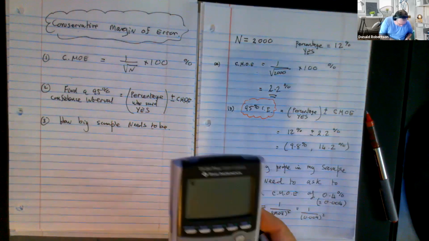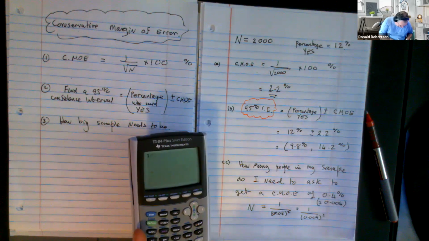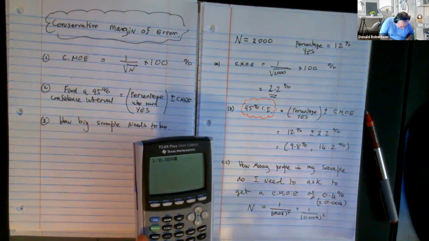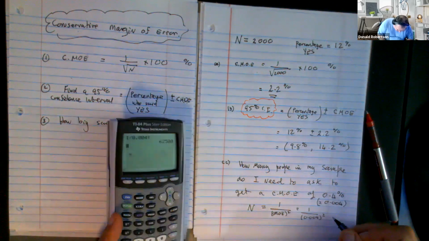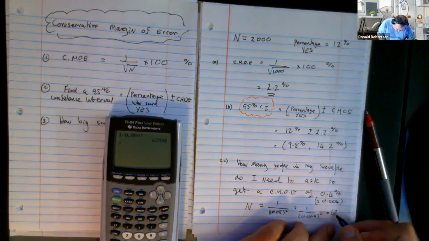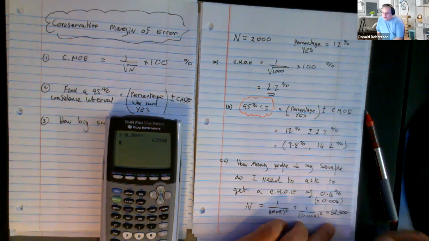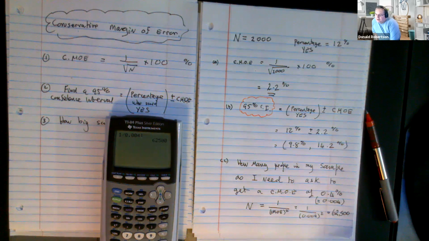And if I do 1 divided by 0.004 squared, I get 62,500 people. Can you imagine that is a massively big sample? Can you also see why it's very rare that we do samples that big? Bill Gates could probably afford it, but there's very few people who could.